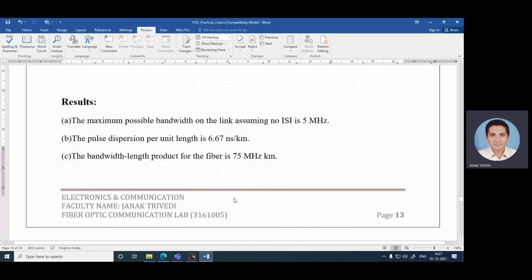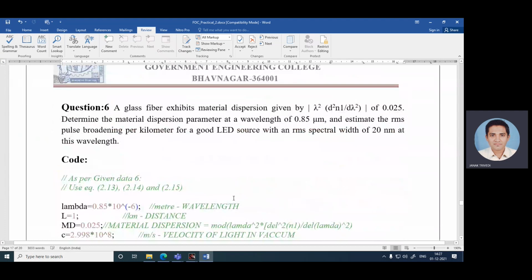Next example, question 6. A glass fiber exhibits a material dispersion given by lambda square d square n1 by d lambda square of 0.025. Determine the material dispersion parameter at a wavelength of 0.85 micrometer and estimate the RMS pulse broadening per kilometer for a good LED source with an RMS spectral width of 20 nanometer at this wavelength.